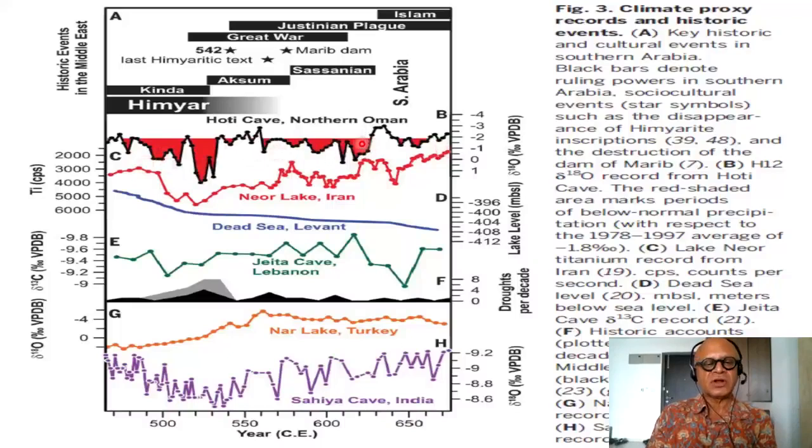So red regions are deficits, and the argument is that if you come from the 5th century CE towards the 6th century CE, these droughts made the Himyar unstable and disappear. Kinda and Aksum had also gone. Sasanian was here. The Great War, the Justinian plague, and the emergence of Islam are noted here. This is the last Himyaritic text, and the breaking of the Marib Dam, and so on.